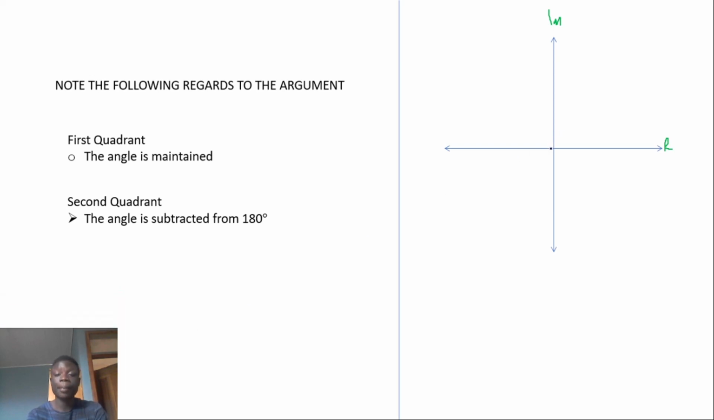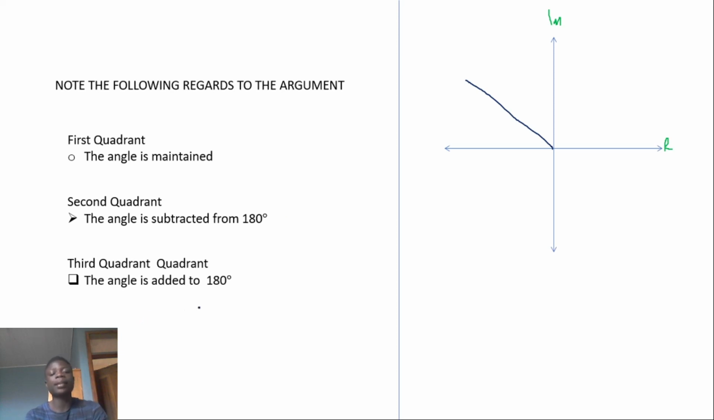With the second quadrant, here, this is a negative real number and a positive imaginary. When you plot it and it falls in the second quadrant, the angle is subtracted from 180. Any angle you get when you find the tan inverse of the imaginary over the real, you need to subtract it from 180. That will give you the argument of the complex number. So let's go to the third quadrant.